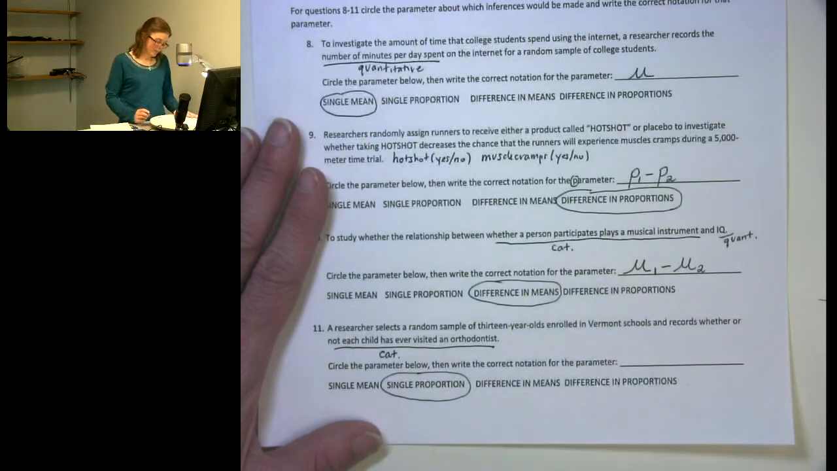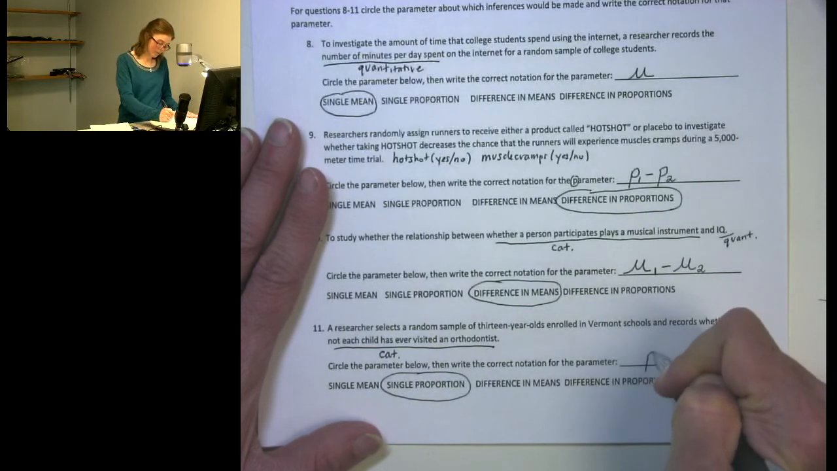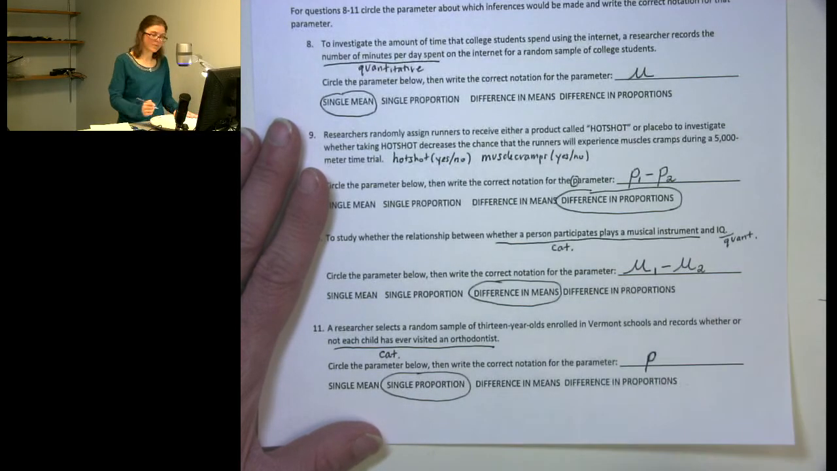Since the parameter would be describing the population, we're looking for the population notation for a single proportion, which is P. And that wraps up the choice of parameter questions.